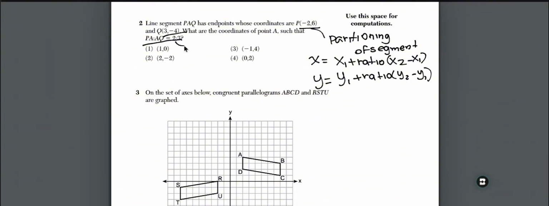So I know here that my points are -2, 6 and 3, -4, and my ratio is 2 to 3. That means for my x coordinate, my ratio is going to be 2 over 5, and for my y, it's going to be 3 over 5. I take the first part of my ratio over the total for my x, and for my y, I take the second part of my ratio over the total. So now to apply my formula.